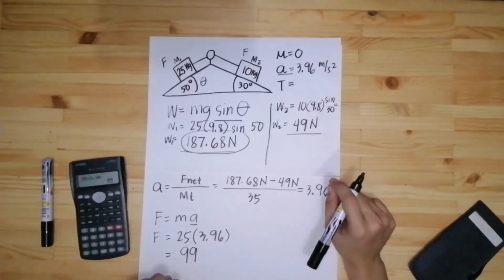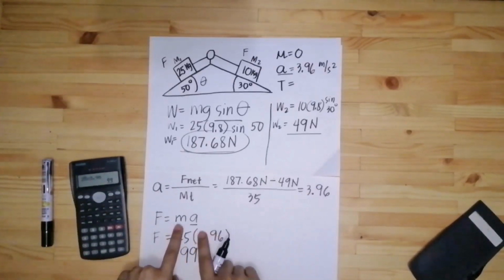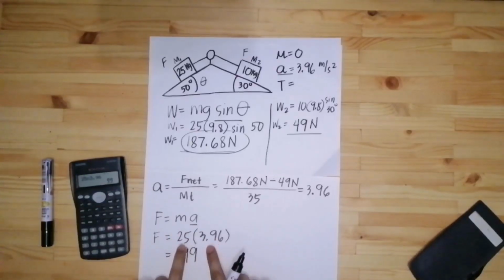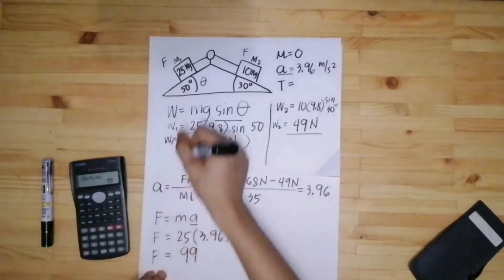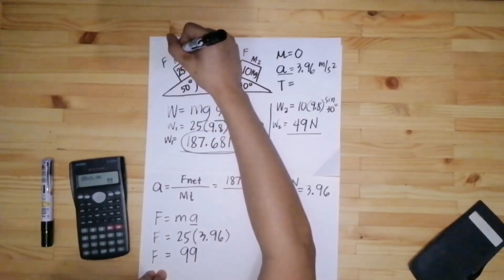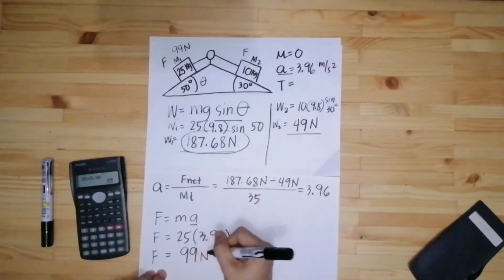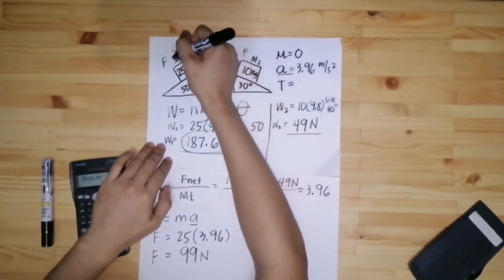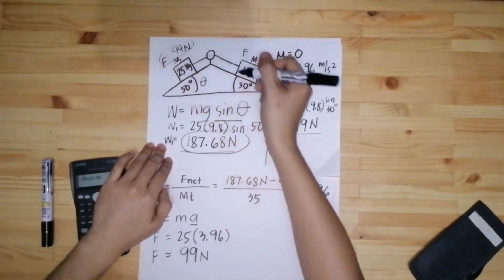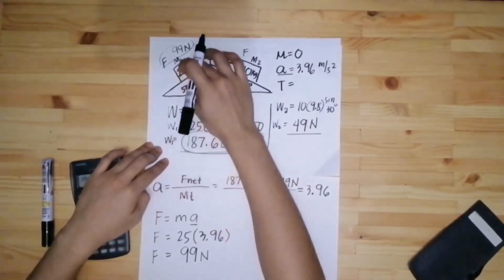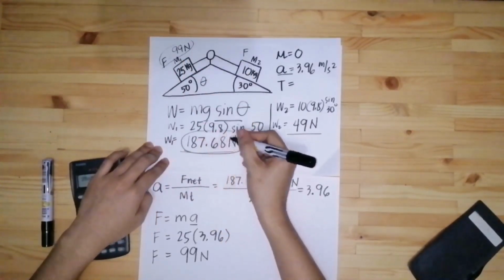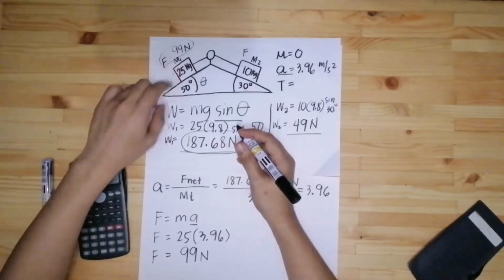So, meron tayong 99, pinag-times na natin yung m tsaka a. So, that is the force na meron tayo dito sa object na to. F is equal to 99. Of course, the unit is Newton. So, ngayon, meron tayong dalawang force. Yung F natin, 99 Newtons. Then, yung weight natin dito para sa object na to is 187.68. So, yung dalawang force na meron sa object na to.